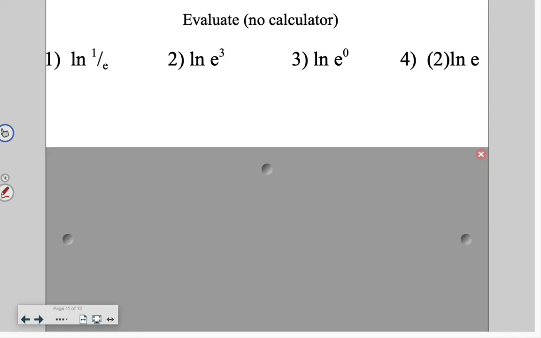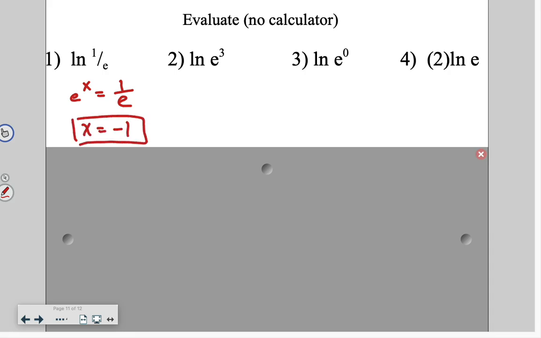Let's see if you can do a few of these in your head here. Here we go back to no calculator like we did in the warm-up, but now dealing with natural log ones. -1. Very good. First one is -1. Reason being, this is saying e to what power gives me 1 over e. Just like in the warm-up, that means that power is the negative first power.